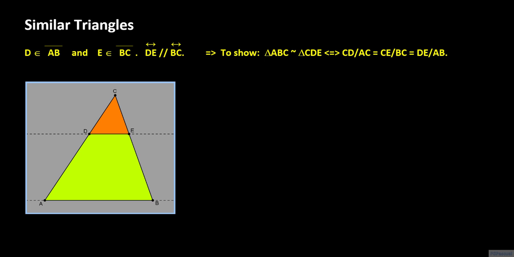In order to be able to show that all these fractions are equal, the first thing that we are going to do is to find the area of triangle CDE. We will find this area in two ways. The area of a triangle is half the base times the height.